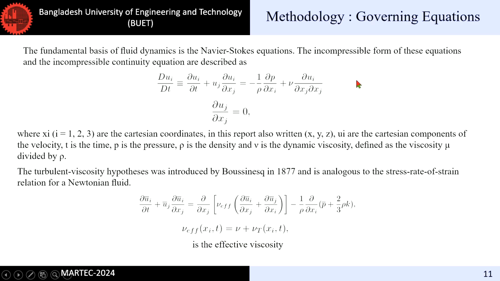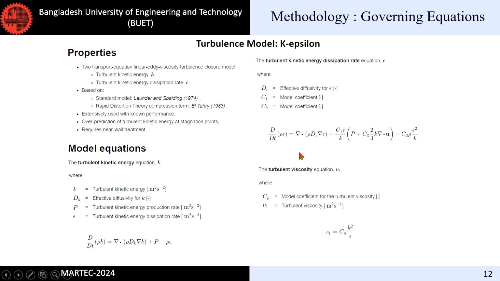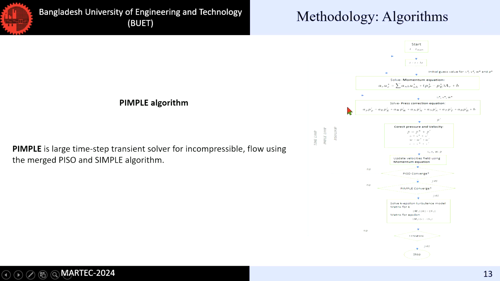We all know the fundamental equations of fluid flow are the Navier-Stokes equations. However, because we are considering turbulence, we are using the Reynolds-averaged Navier-Stokes equations, where the turbulent viscosity is calculated by K-Epsilon turbulence model. As you can see here, the turbulent kinetic energy and turbulent kinetic dissipation rate, two additional equations are solved to find the turbulent viscosity. We use the PIMPLE algorithm, which basically consists of one inner PISO loop and an outer PIMPLE loop.